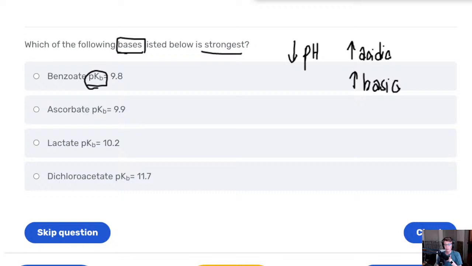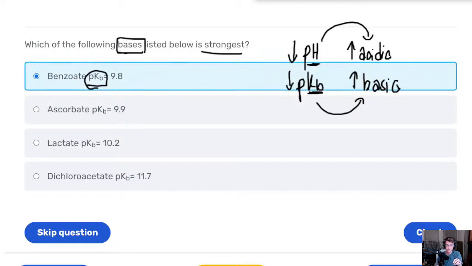So we fill in the exact same thing, because, as we were saying, those low p values, whatever they happen to mention, H plus here, is going to correspond to high acidity. In this case, since we're measuring basicity on a p scale, lower pKbs are going to correspond with higher basicities. Looking through all of these answer choices, just like before when we were picking the most acidic solution, now that we're picking the most basic solution, it's the exact same thing. We look for the lowest value, which in this case is benzoate at 9.8.